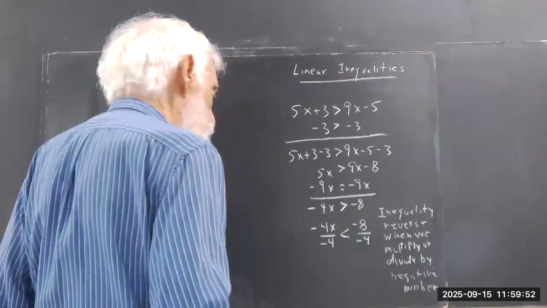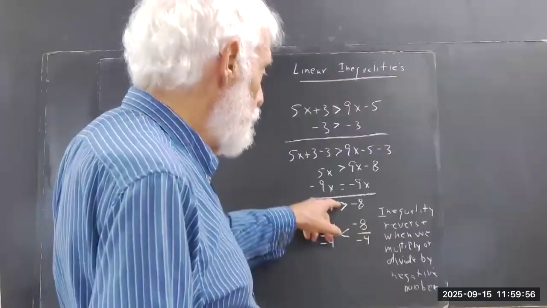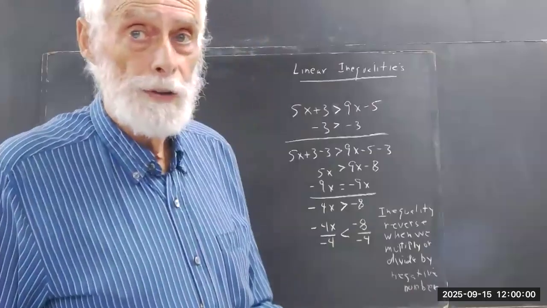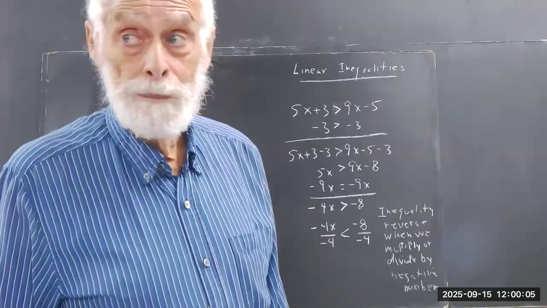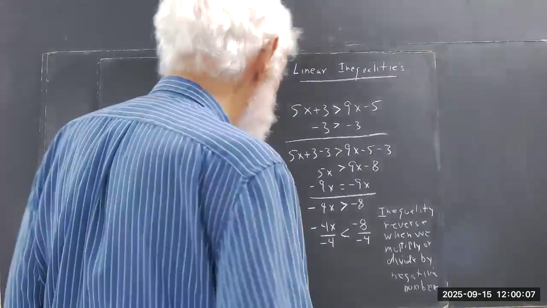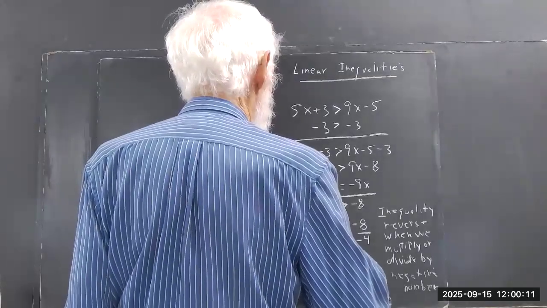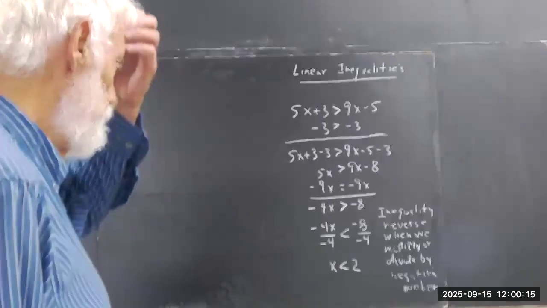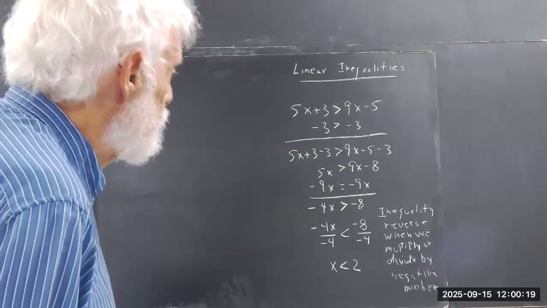When we multiply or divide by a negative number, we have to reverse the inequality. That's it. That's the only thing that's added to what you have to do with linear equations. And we get x less than 2. Now let's check this.